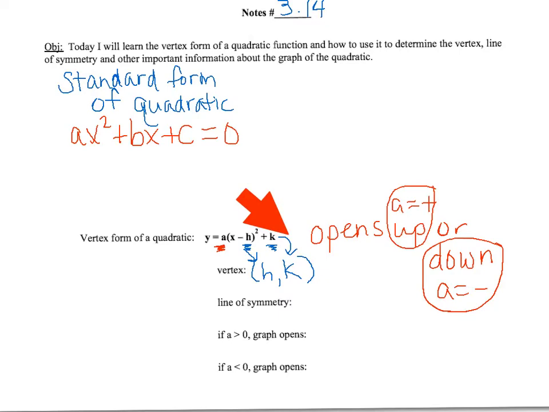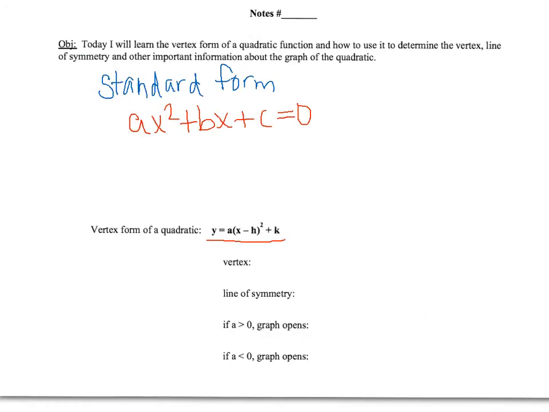Okay, now let me back up a little bit. We talked about whether or not the quadratic is going to open up or down. Okay, and we said that when a is positive, the quadratic is going to open up. Okay, so here is an example of it opening up.